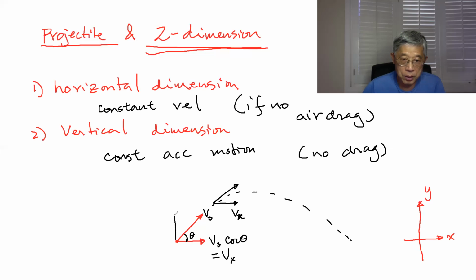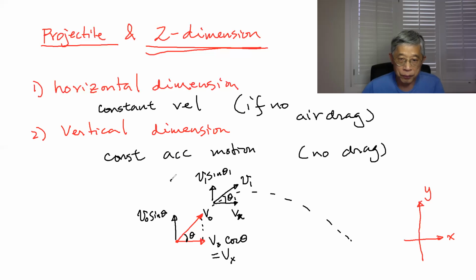This initial vertical component is v0 sine theta, right there. When you come here, it will be a little bit smaller. This one is called v1 now, and this theta is different now too, so that's called theta 1. So this would be v1 sine theta 1.